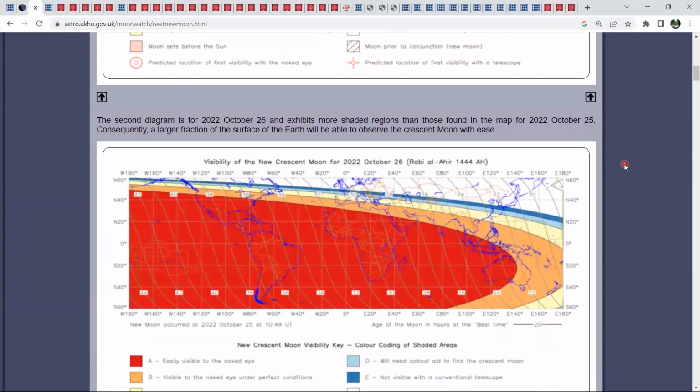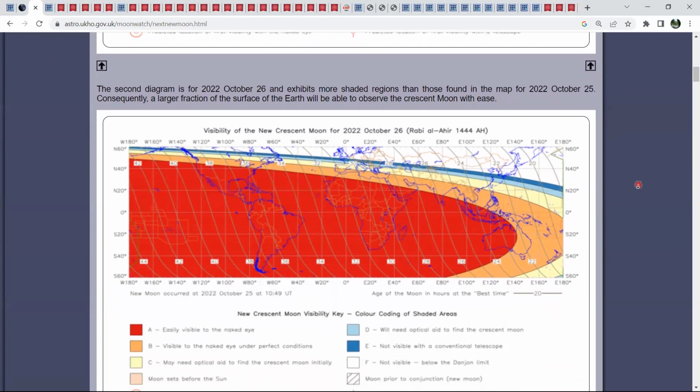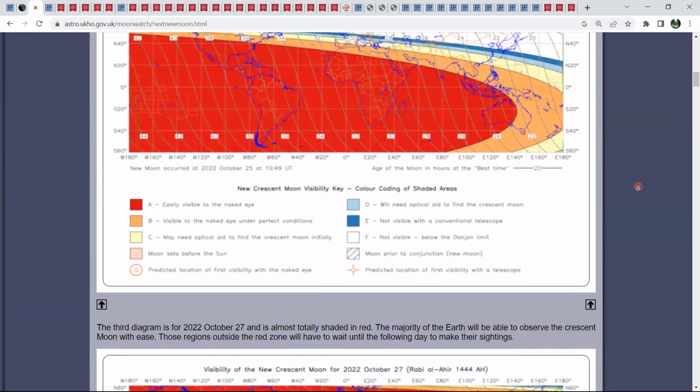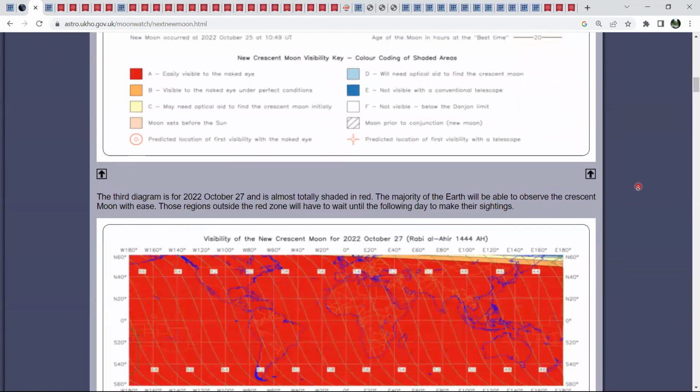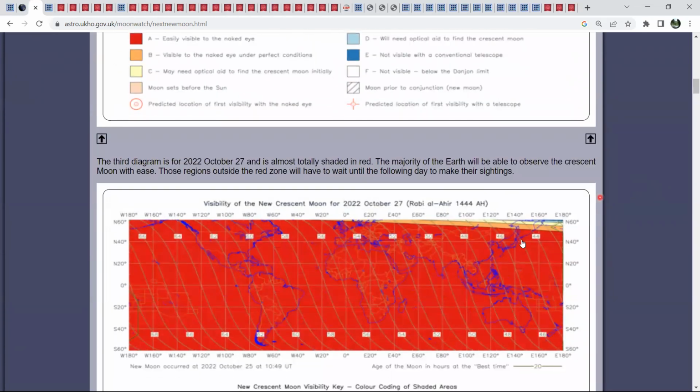This second diagram is for October 26, 2022. You observe that it exhibits more shaded regions than the previous diagram, showing the crescent moon appearing. But we consider this the first visible crescent, which for our calculation we do not use. We always use, like the Millerites and like the Hebrews, the horn crescent. It is a fully visible moon on the west side. You have to look towards the west of the earth.